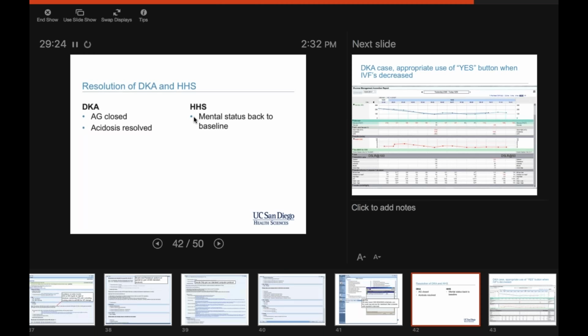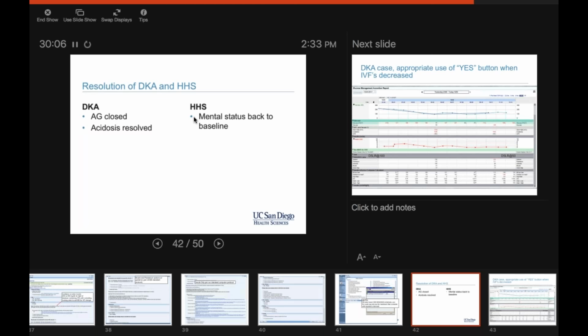So, resolution. When is our DKA or HHS resolved? Resolution of DKA: you want to run that car wash until your gap is closed and your acidosis is resolved. Then it is safe to turn down your dextrose or off and let it go. And I would say to make sure your gap is closed times 2 to really secure that gap. Resolution of HHS is when their mental status is back to baseline. That can often take a day or 2 or 3, or at least 2 days, to figure out what their baseline was.